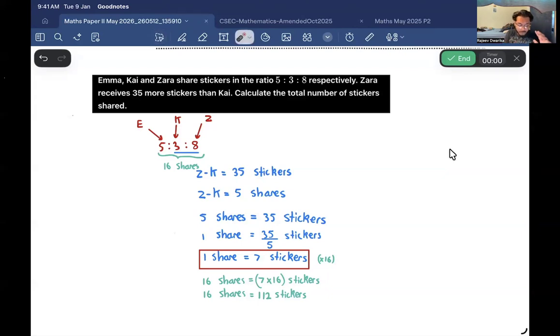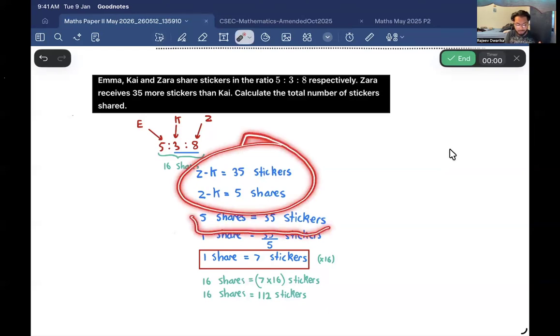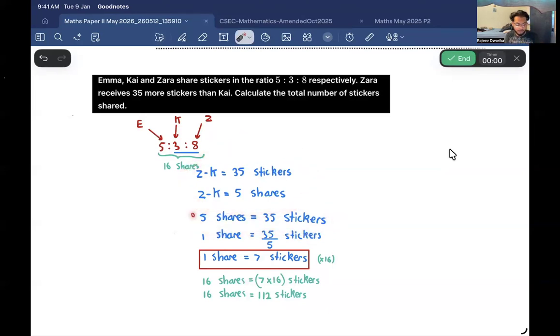So the whole purpose of us doing this is to form a what? With an equal sign in the middle. What do you call that? An equation. Yes, an equation, because both of them are talking about the difference between Zara and Kai in terms of different things. Over here we're talking about the difference in stickers, and over here the difference in shares. But at the end of the day, we're talking about the difference between both of them. So 5 shares will correspond to 35 stickers. And then we have to find out how much one share is.